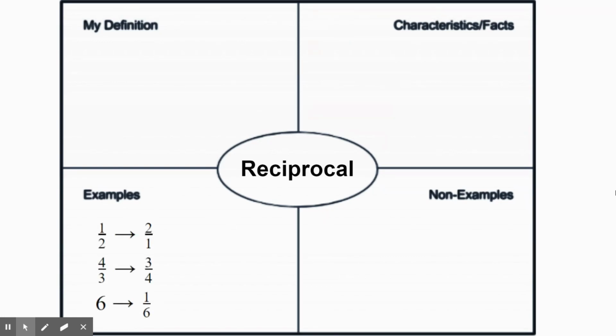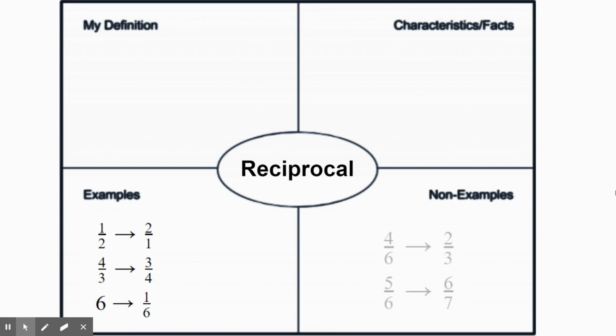So if we look at some examples, we've got three here. We've got 1 over 2 becomes 2 over 1. When we take the reciprocal of 1 over 2, it becomes 2 over 1. 4 over 3, or 4/3, its reciprocal is going to be 3/4. And 6, the reciprocal of 6 is going to be 1 over 6. That last one might look a little bit different, but it works. While you're writing this down, think about what is the pattern here? Why is this happening? What is the reciprocal actually doing?